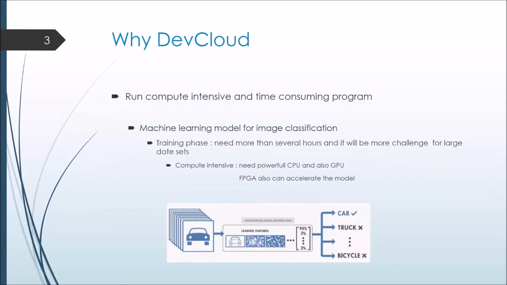The first question is, why DevCloud? If you want to run compute-intensive and time-consuming programs, such as a machine learning model for image classification, the training phase takes several hours on your system. Besides, for this compute-intensive work, we need a powerful CPU, also a GPU. FPGA also can accelerate the model.